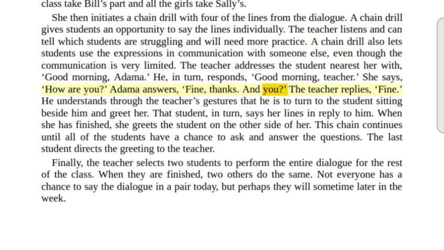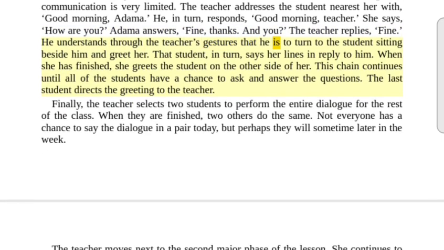And you? The teacher replies, fine. He understands through the teacher's gestures that he is to turn to the student sitting beside him and greet her. That student, in turn, says her lines in reply to him. When she has finished, she greets the student on the other side of her. This chain continues until all of the students have a chance to ask and answer the questions.